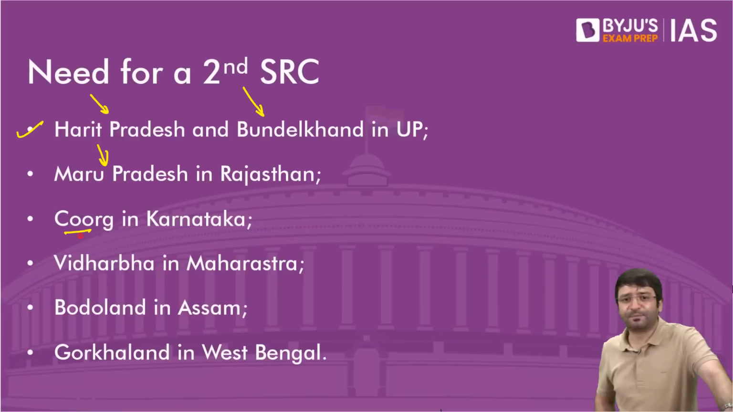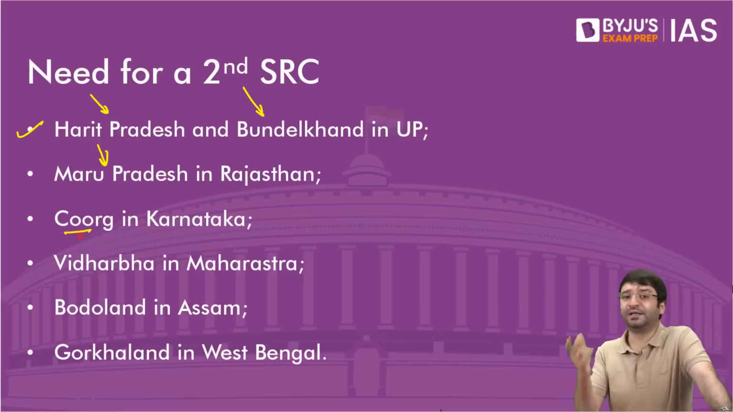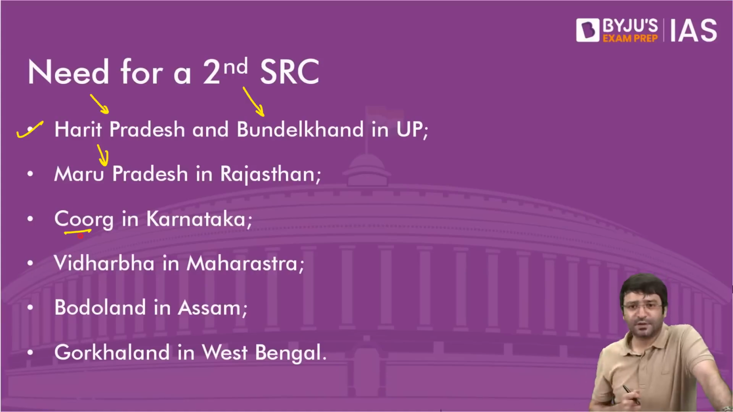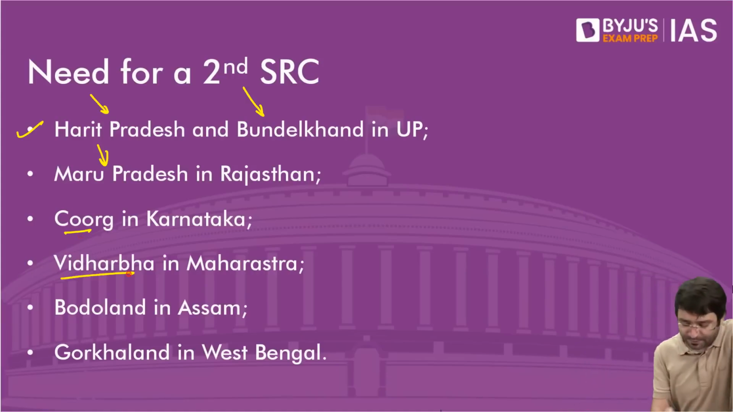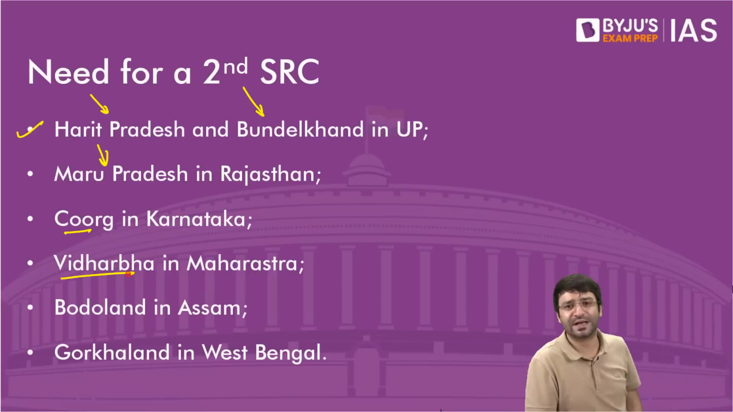Similarly, in the coffee plantation area of Karnataka, Coorg, the people are demanding a union territory status. We should not be part of Karnataka. The Vidarbha region in Maharashtra, where lots of unfortunate farmer suicides are happening, is demanding a separate state altogether.